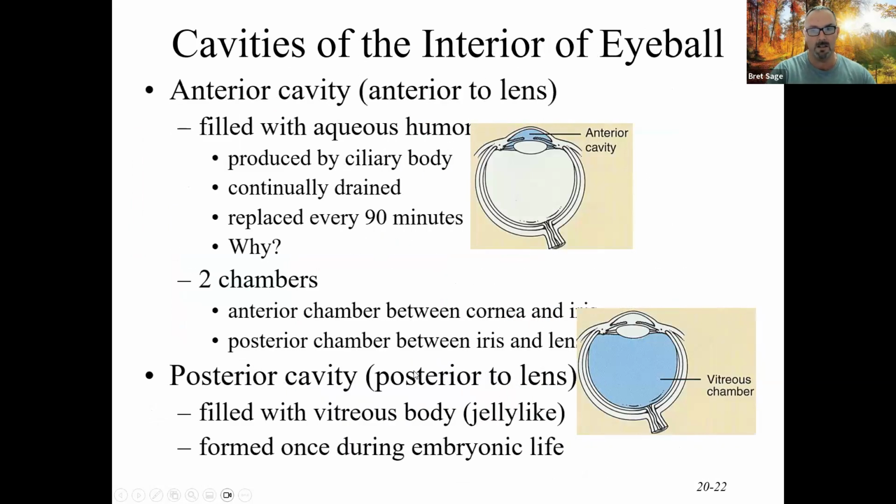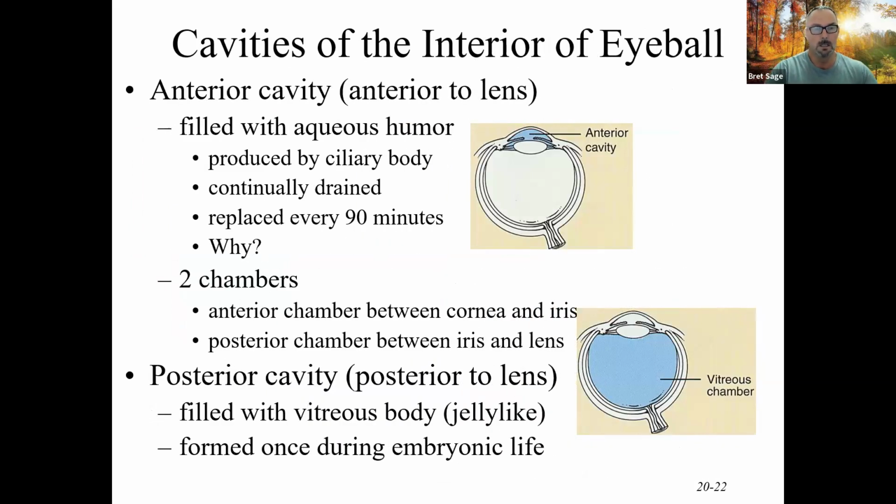Okay, so what are some of the cavities of the interior of the eyeball? The anterior cavity is everything you see in blue. So this is everything between the cornea and the lens. That's the anterior cavity. Now, the anterior cavity is actually separated into two chambers. It's a little confusing. I'll clarify.